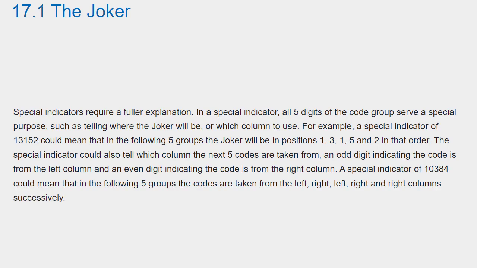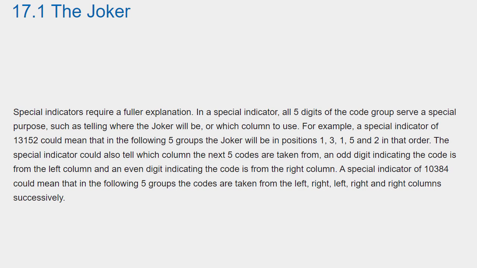Special indicators require a fuller explanation. In a special indicator, all 5 digits of the code group serve a special purpose, such as telling where the joker will be or which column to use. For example, a special indicator of 13152 could mean that in the following 5 groups, the joker will be in positions 1, 3, 1, 5, and 2, in that order.